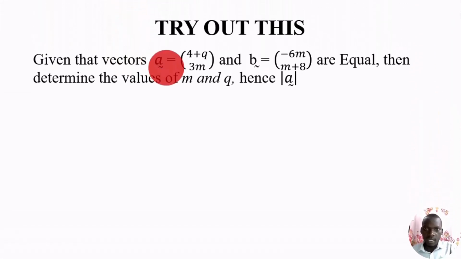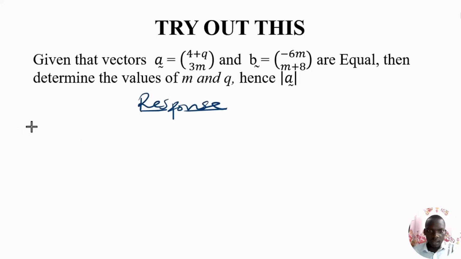So let's now dive in. We are given vectors A equals 4 plus q, then 3m, and vector B, and we are saying that they are equal vectors. Then determine the values of m and q, and hence the magnitude of vector A. So we can have our response here.